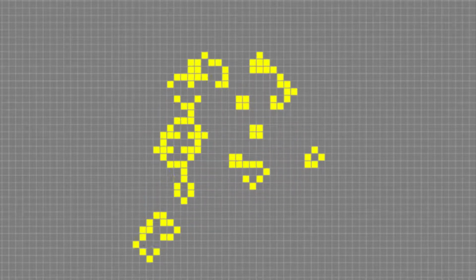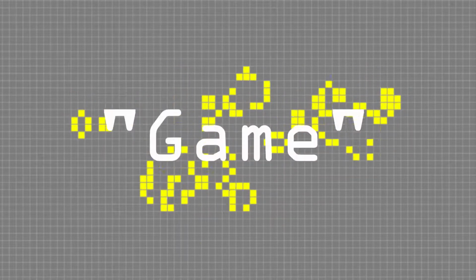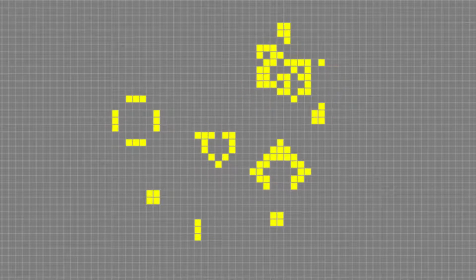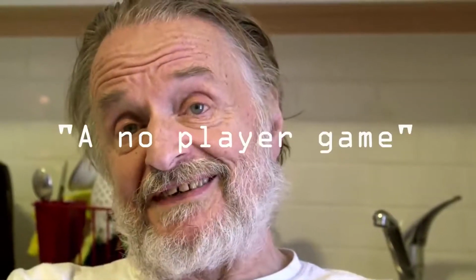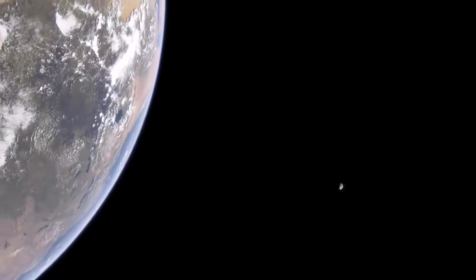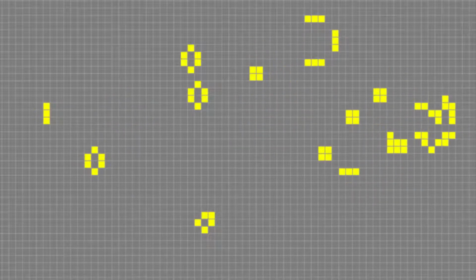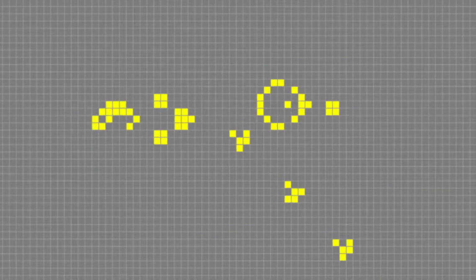This is an invention of the British mathematician John Horton Conway, and it is called the Game of Life. The word "game" is a misleading term. There are no winners or losers. As Conway himself puts it, a no-player game. However, it does serve as an amazing simulation of the laws that our universe possibly could be governed by. Despite only having 4 simple rules, they can lead to some wacky animations, and some even self-replicating.